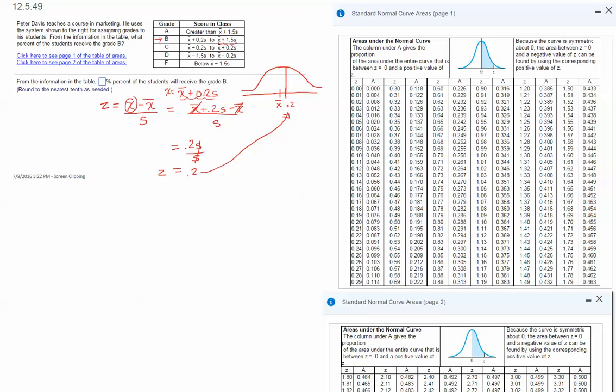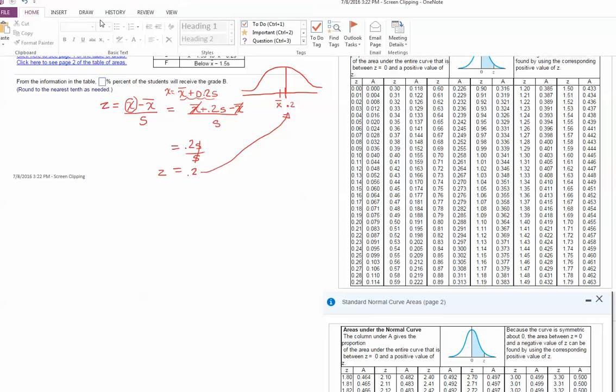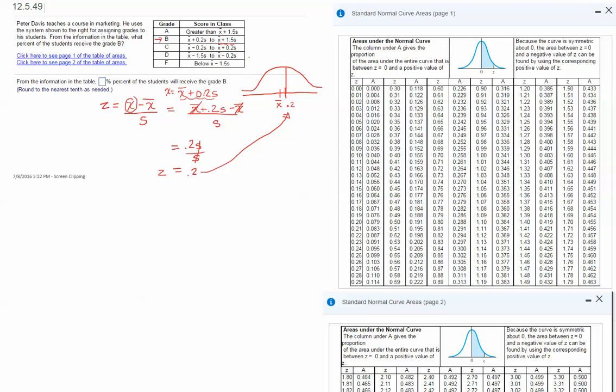If we look at the second score, which is x bar plus 1.5 standard deviations, that means I'm starting at the mean and moving to the right 1.5 standard deviations. If I substituted into the formula again, I would end up getting 1.5, the same thing. So you really don't have to do the formula work. You can just say that you're going from 0.2 to 1.5.